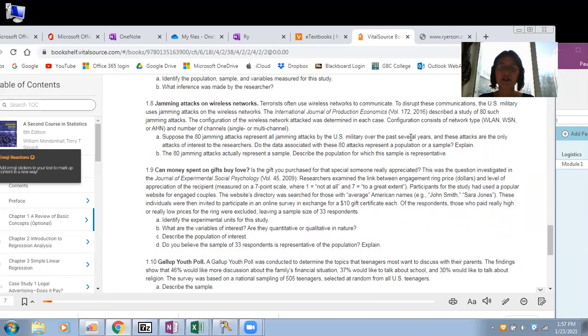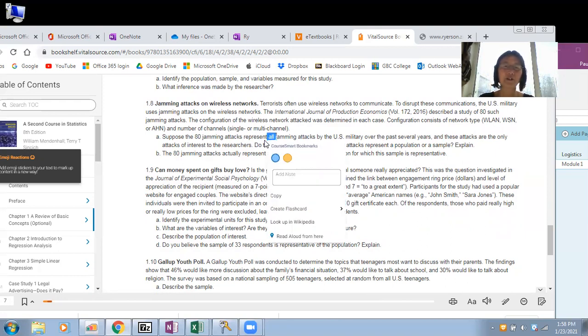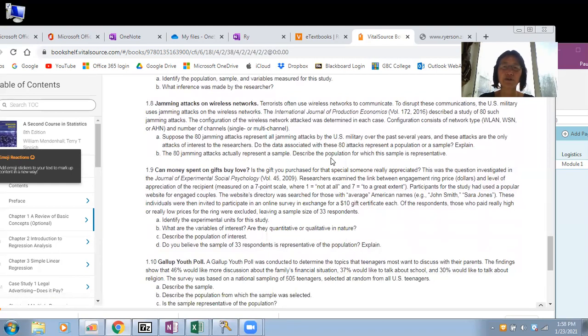So the definition of population: all people or objects under the study. The definition of sample: part of the people or objects. So here it says represent all, the keyword ALL. So those 80 jamming attacks should belong to population. The population is 80 attacks. Okay.